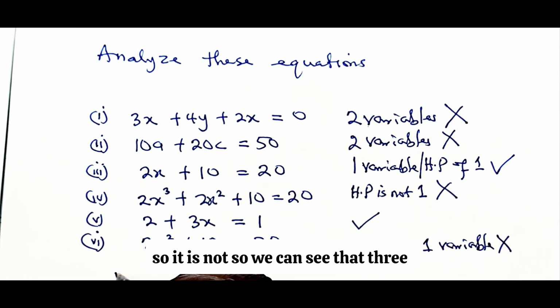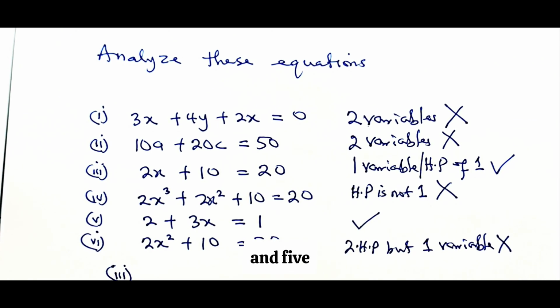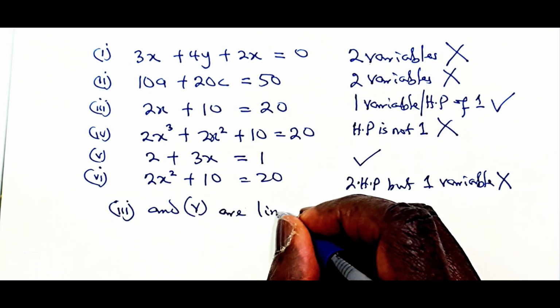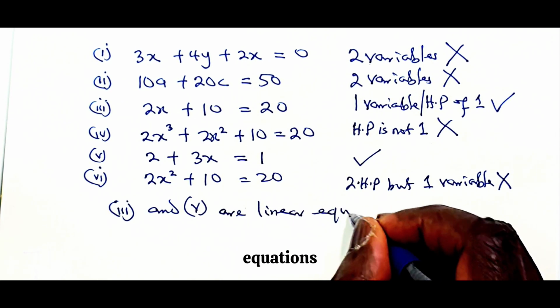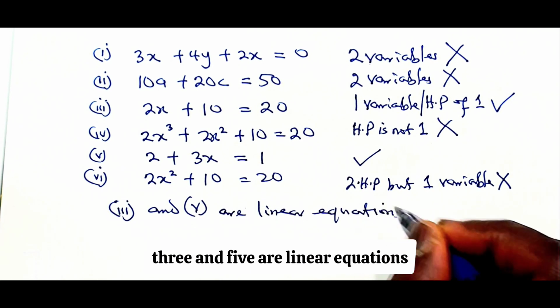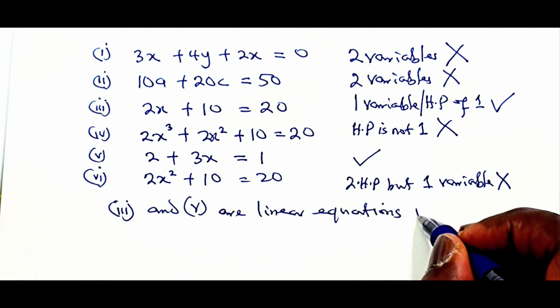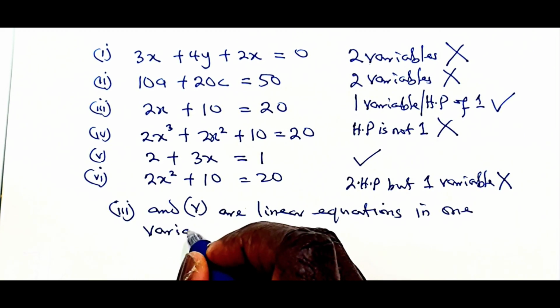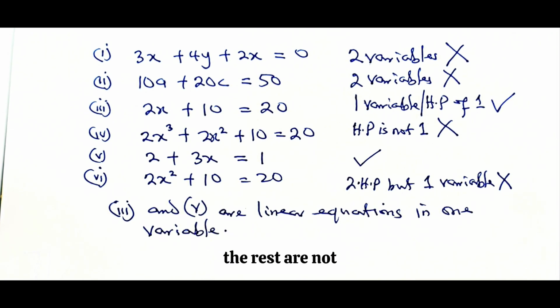So we can see that 3 and 5 are linear equations. 3 and 5 are linear equations in one variable. The rest are not.